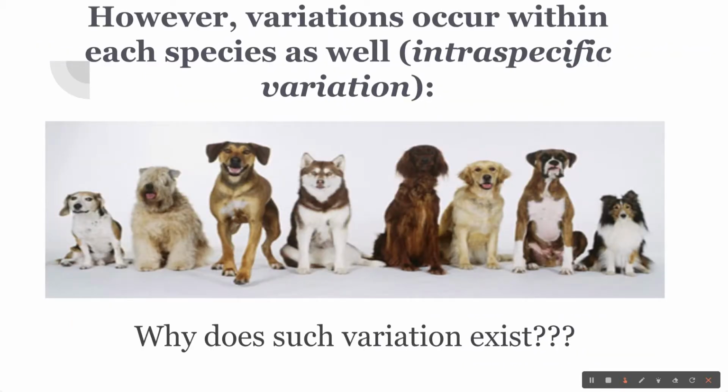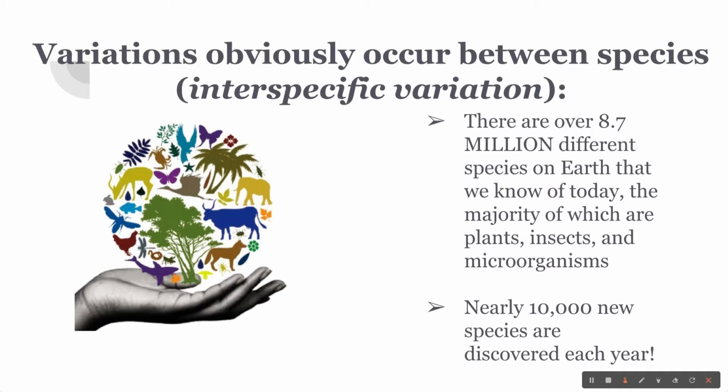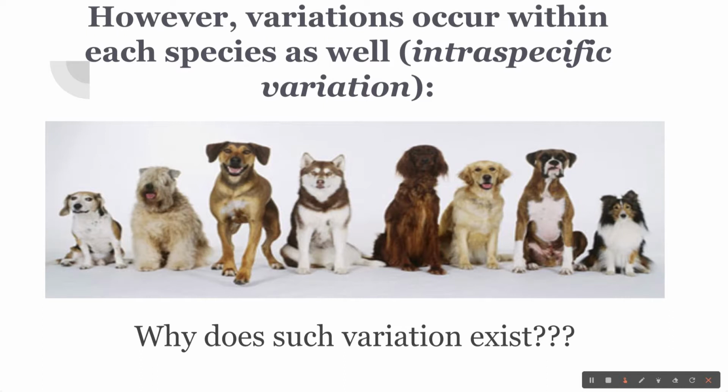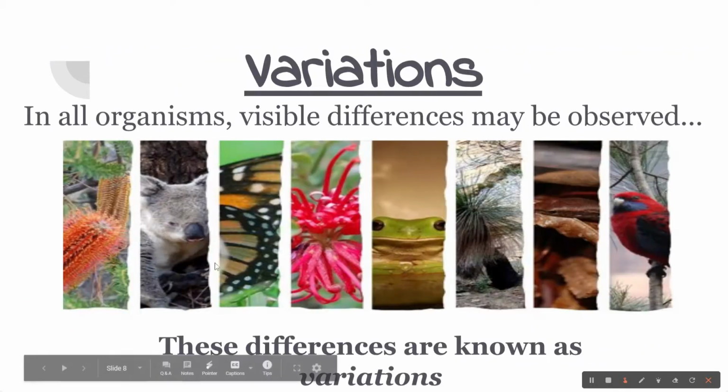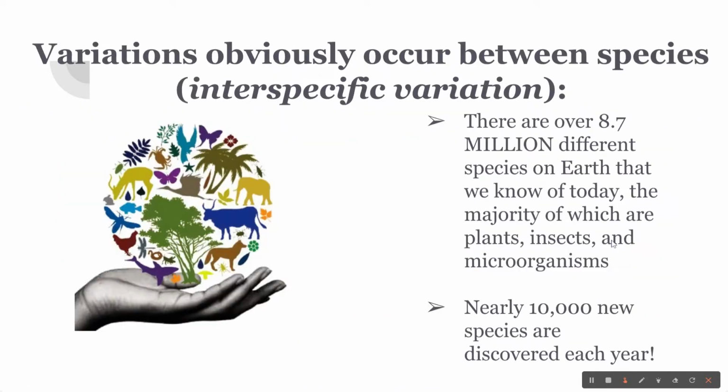Differences occur between species. Between different species, right? In this case, the butterfly is clearly different than the frog, right? Clearly different from this bird. So that's inter.